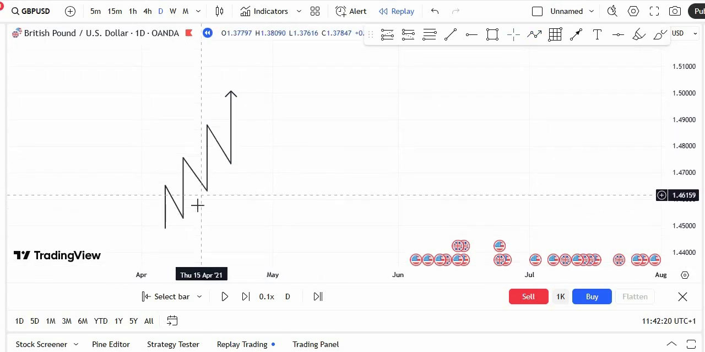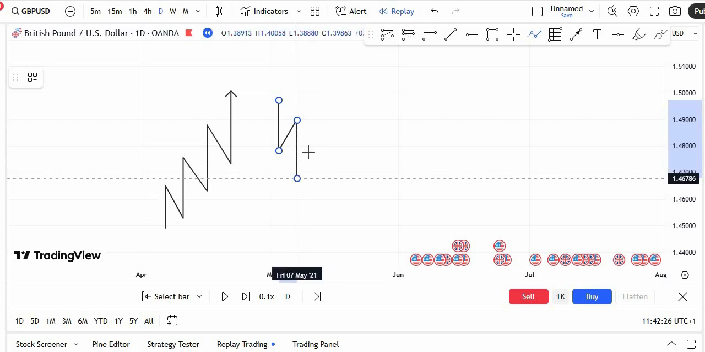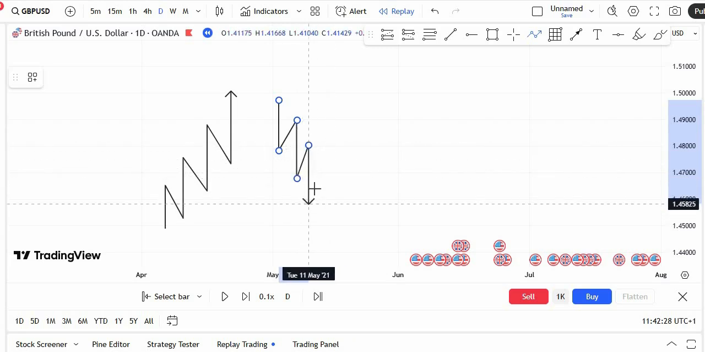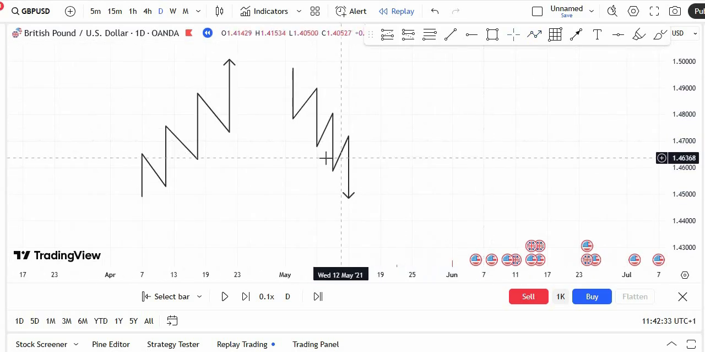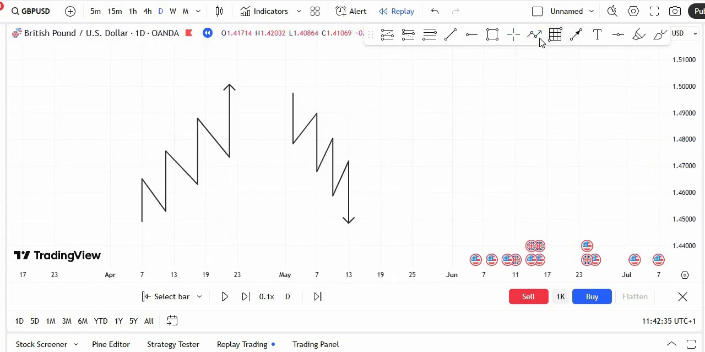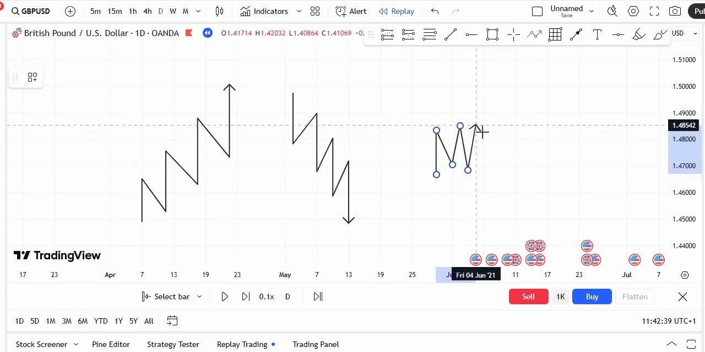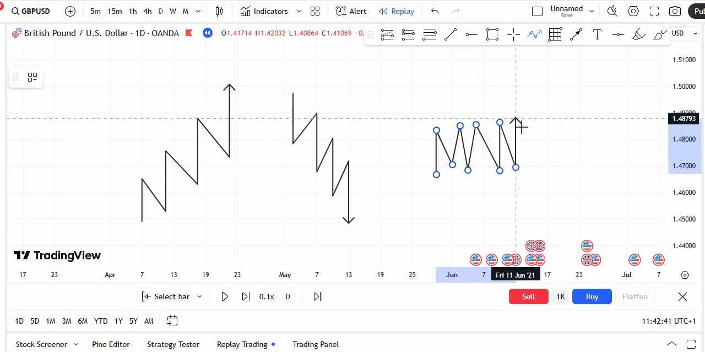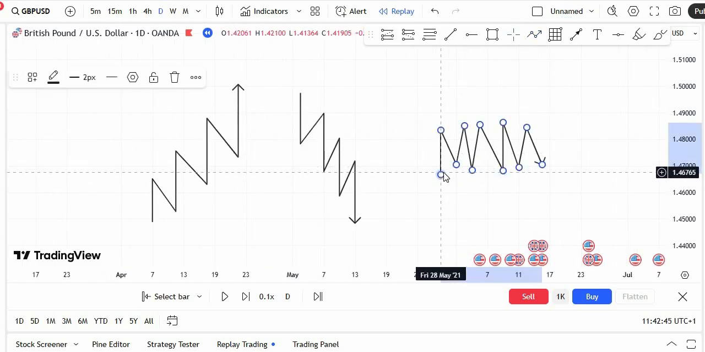This is an uptrend. That's correct. And what type of trend is this? This is a downtrend. And what type of trend is this? This is a sideways trend, which we also call a ranging trend.